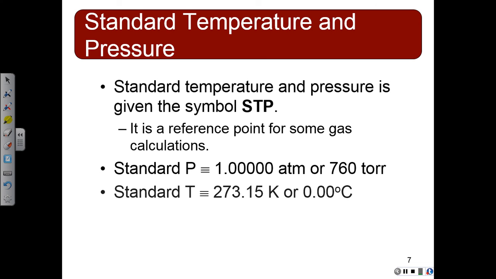Okay, and this is a reference point for most all of our gas calculations that we're going to do. Okay, the 273 is the same as 0 degrees C. Okay, but what you're going to find in these calculations, we always use Kelvin anyways. So you really just want to memorize the Kelvin part. So 273 or 273.15 and 1 ATM. You've got to know that, memorize it. When you see STP, that's what you want to think of. Okay, that's going to be plugged into your calculation.